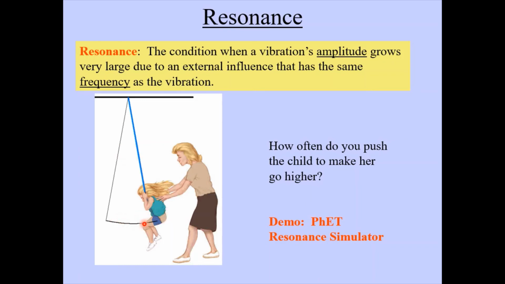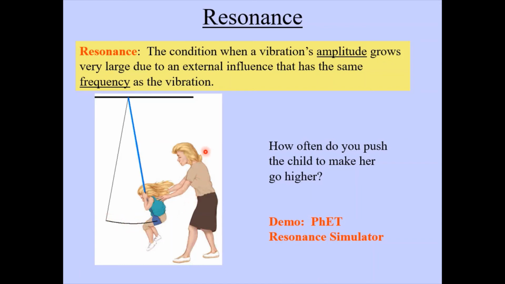So the swing has a natural frequency that it wants to swing back and forth. And you can see here that the swing is just a pendulum, right? Here's the mass of the pendulum, which is the child, and the rope or the cable or the chain that the swing is attached to is the length of the pendulum. So remember the pendulum has a frequency which is determined by this length here. So this swing wants to swing back and forth at a certain frequency.